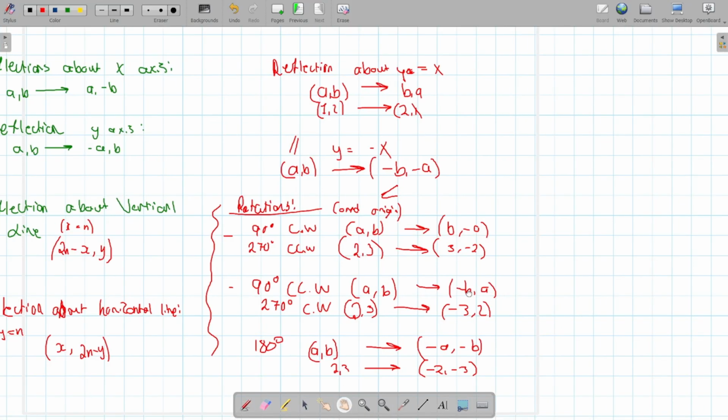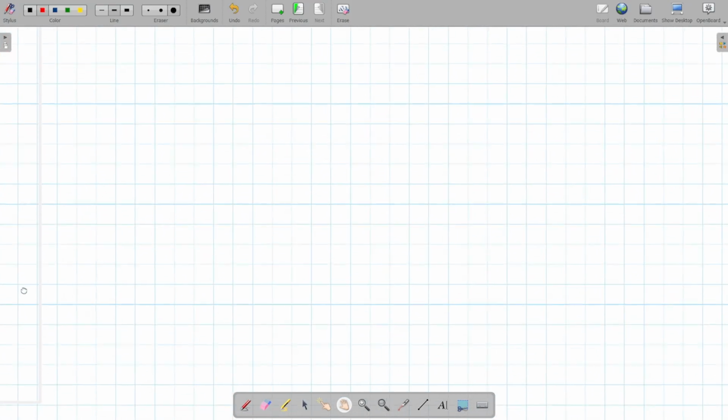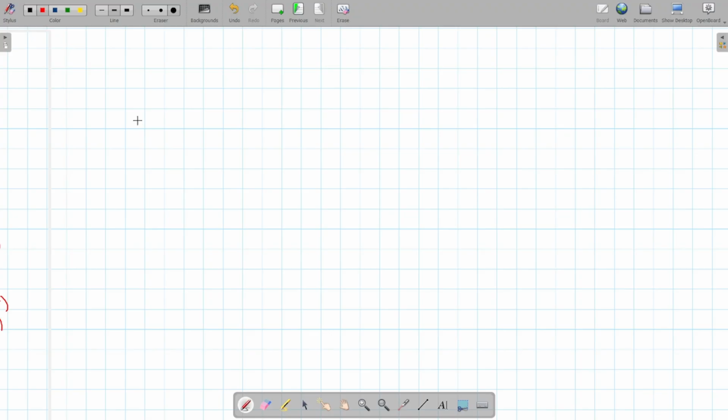However, sometimes they're going to give you rotations around a fixed point. There are formulas for this, but they're very long and a bit complicated. So I'll give you my way of solving around a fixed point. Okay, let's draw it actually to help you understand.